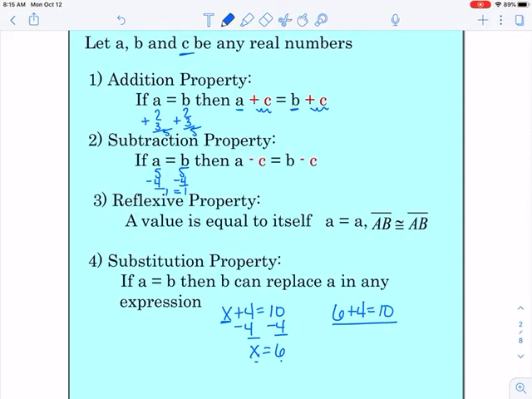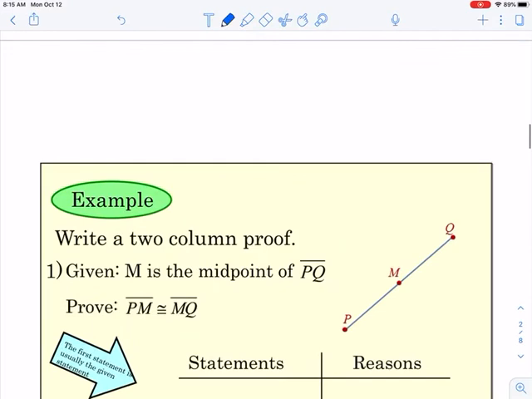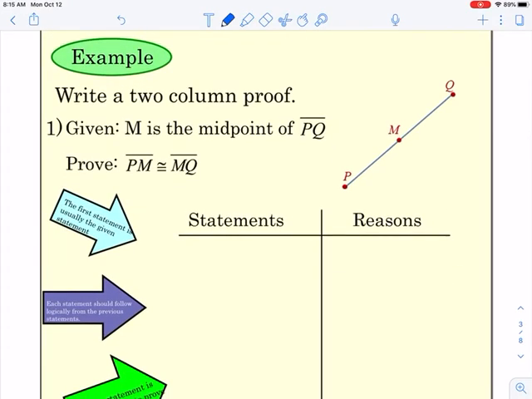Again, we're not going to be doing it with numbers. We're going to be doing it with line segments and angles. But to give you an idea, relating it to numbers makes it a little bit easier to see. So that's all the information that we're going to use inside of our proofs. So now we're going to actually start our proofs.